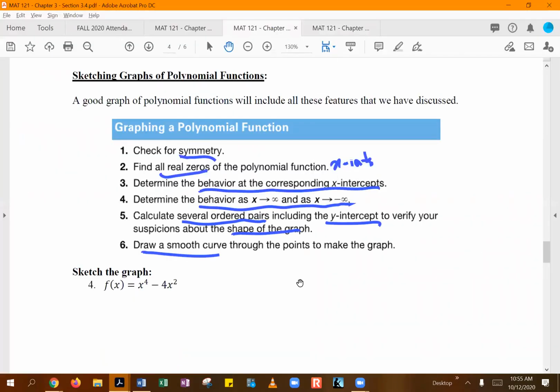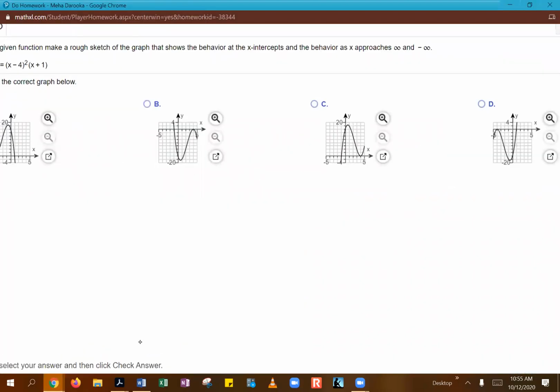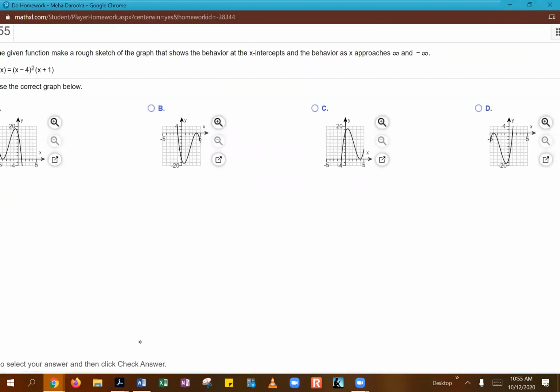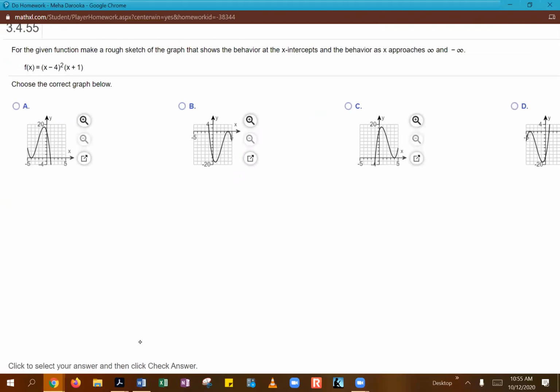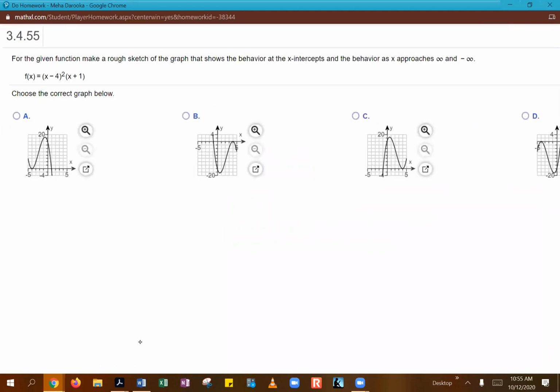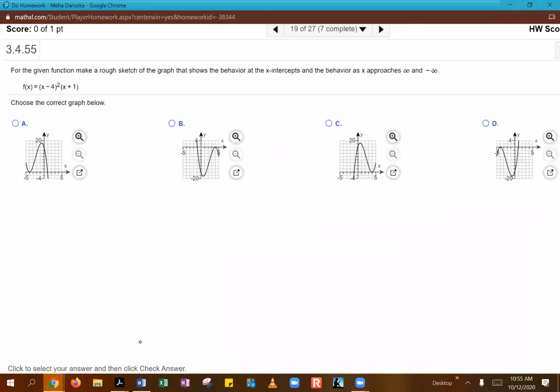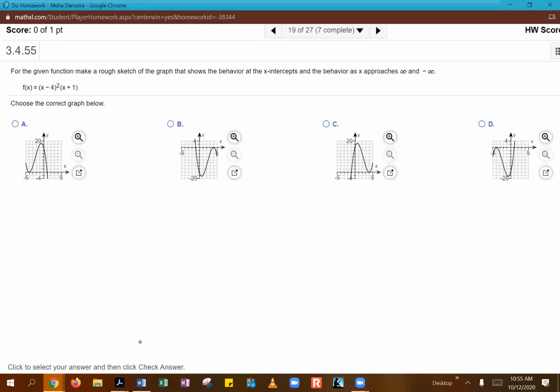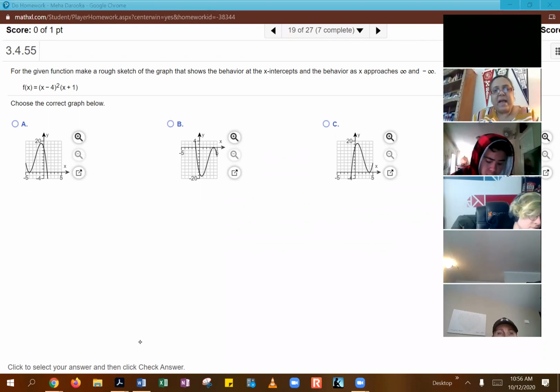So looking at this example over here, let's see if we can keep those 4 graphs in our window here. Okay, so your given function is, and again, you can see it's in the factored form, (x minus 4) squared and (x plus 1). So, of course, you should see this is a 3rd degree polynomial because you've got x squared and x coming out of those 2 factors.